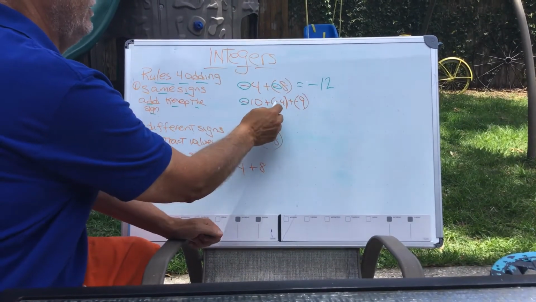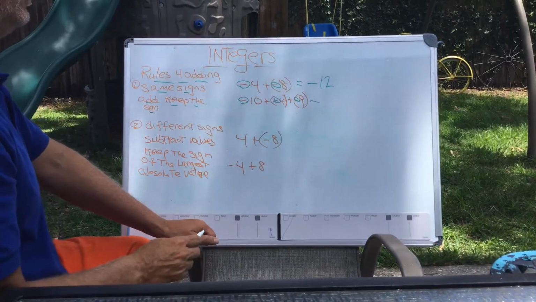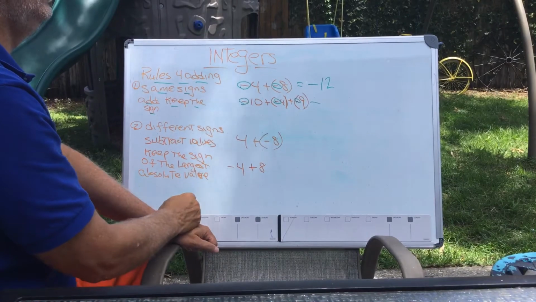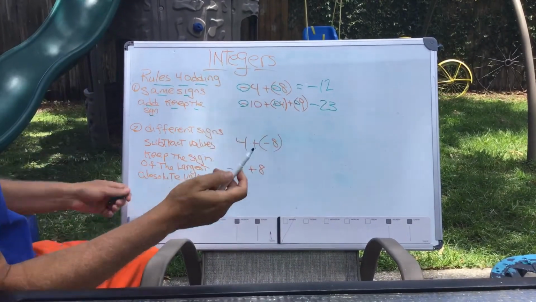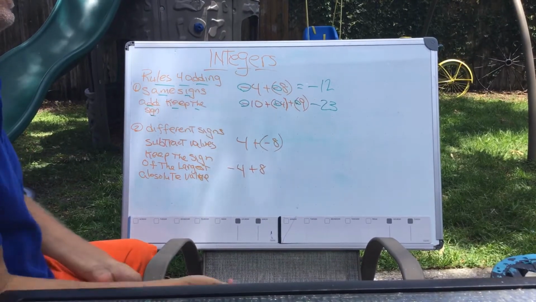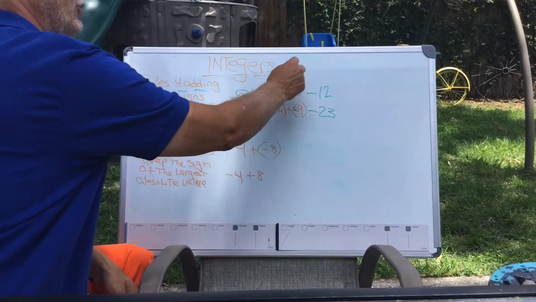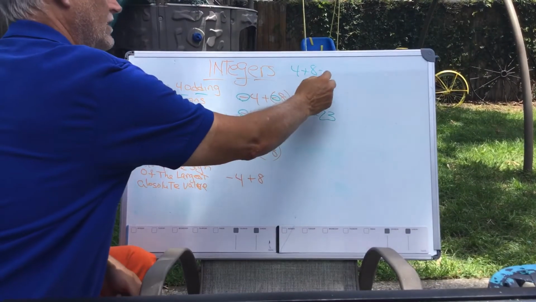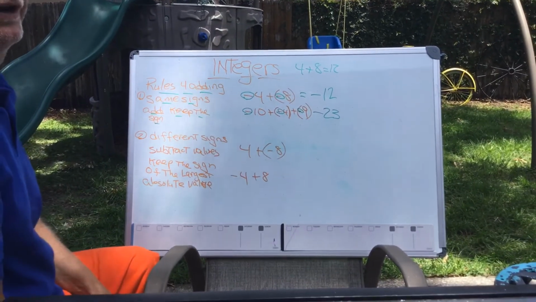When you're doing more than two addends, then you just do the same thing. So negative, negative, and negative. So I know my answer is a negative number. So then 10 and 4 is 14, and 9 is 23. Pretty straightforward there. And if we had just 4 plus 8, that's just a positive 12, right?